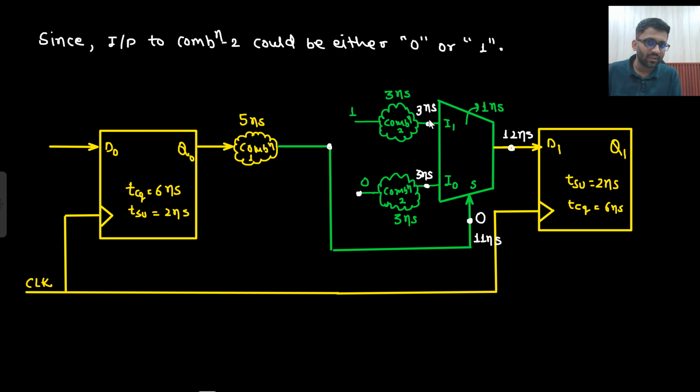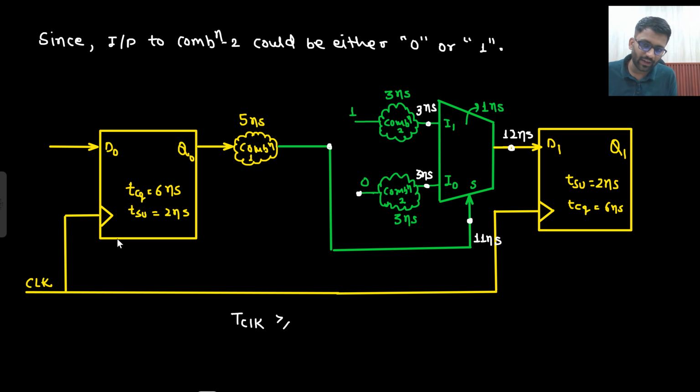When this input came, these outputs are already stable, so it will take 1 nanosecond of time more. So now my input is reaching here after 12 nanoseconds. So what will be my T clock requirement? So let's move it off. These are already stable. This is coming at 11. So what will be my T clock requirement now?